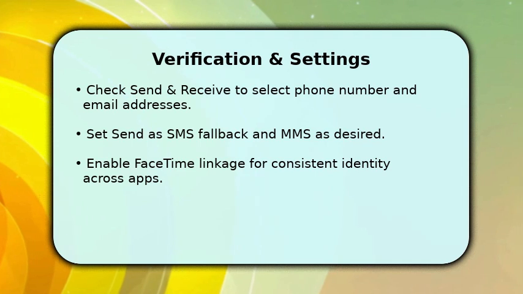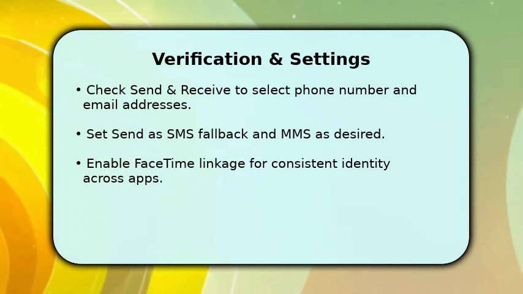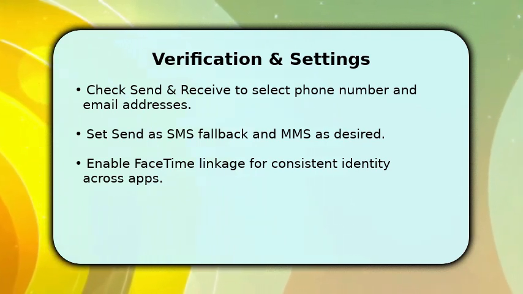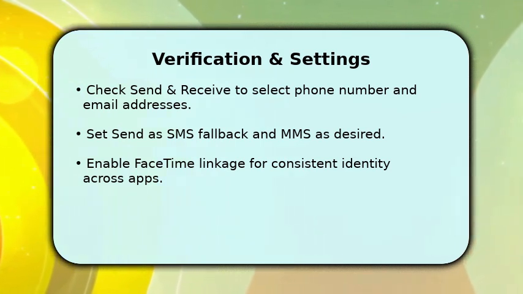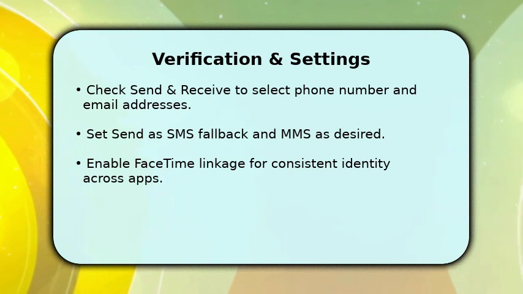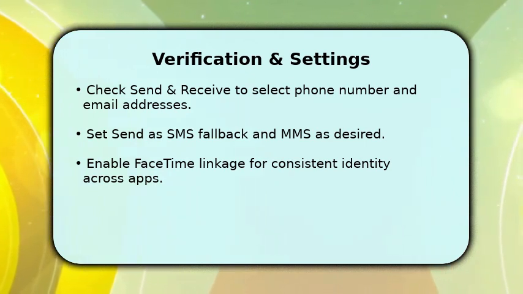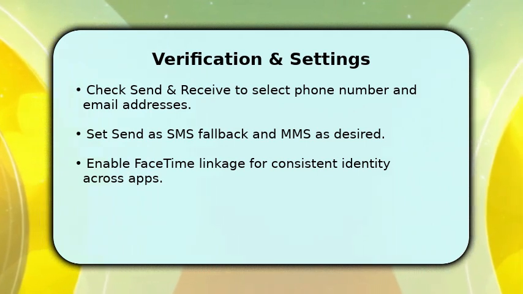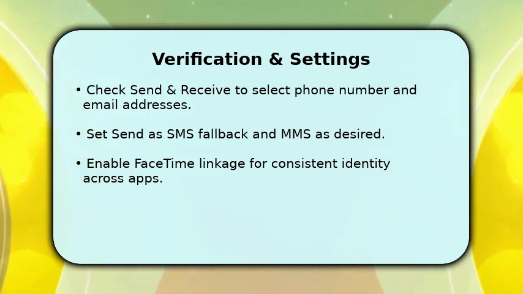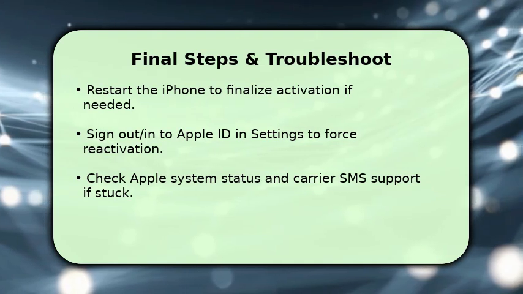Next, confirm Send as SMS is enabled so messages fall back if iMessage is unavailable, and toggle MMS for group messages and media. Also link FaceTime under Settings to keep the same contact points across calls and messages for consistency. Finish by restarting your iPhone 14 to clear temporary glitches and let activation complete.